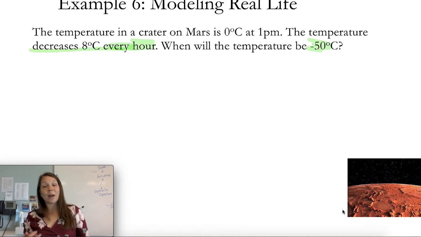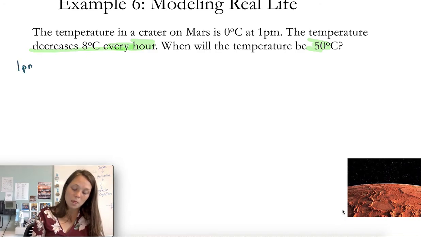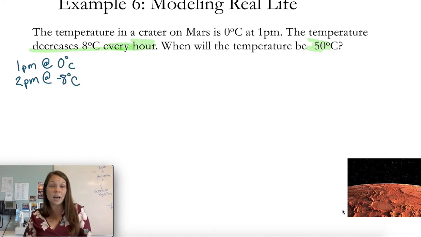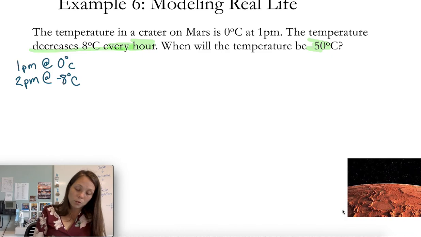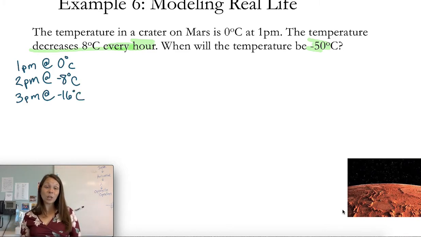So you could do this by hand, and you could almost create a timeline and say, well, at 1 p.m. we are at 0 degrees Celsius. So that means at 2 p.m. we are at negative 8 degrees Celsius because we're decreasing, we're going down. And then you can say, well, then that means at 3 p.m., after another hour has passed, we're at negative 16 degrees Celsius. And you could continue this. It might take you a little bit of time, but this could work.